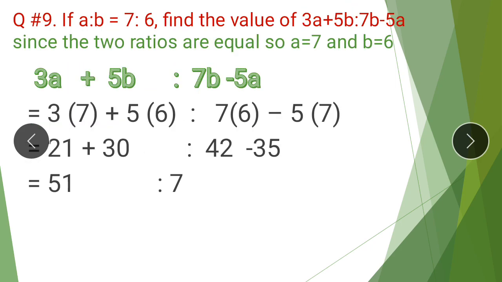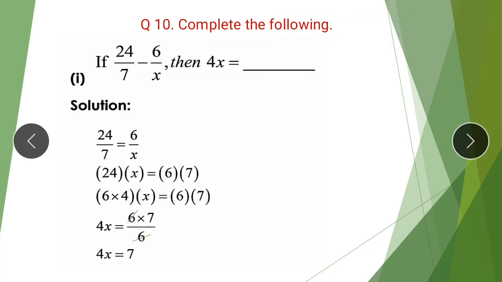Next question is that if A ratio B is equal to 7 ratio 6, then find the value of this ratio. Since the two ratios are equal, we can say that the value of A can be 7 and the value of B can be 6. So we just put the value of A 7 and value of B 6, and then we can find the value of this ratio. This is an easy question. Then question number 10 is complete the following.